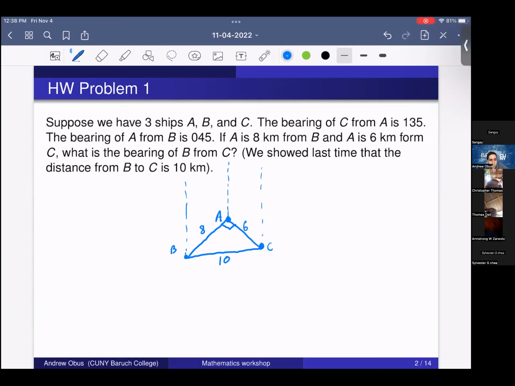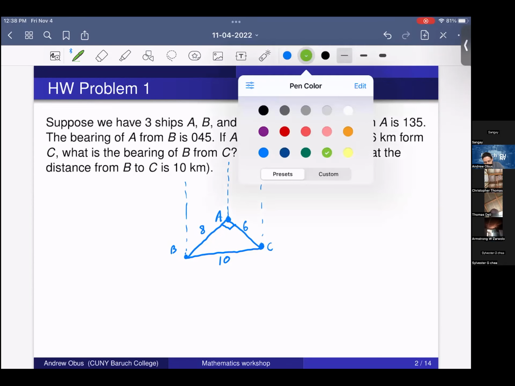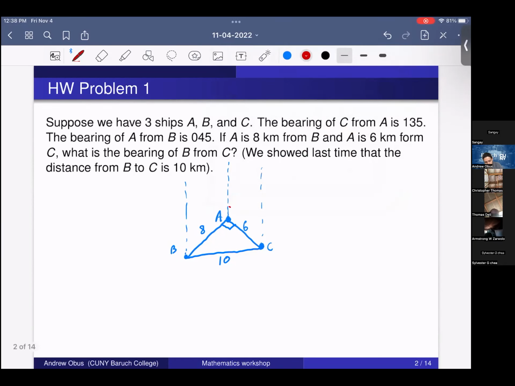The question here is we want to know what the bearing of B from C is. Equivalently, if we figure out the bearing of C from B, then that's good enough to do everything. Let me label some angles so we remember what this looks like. This angle here was 135 degrees, and this angle here was 45 degrees. If we want to figure out the bearing of B from C or the bearing of C from B, one way of doing it would be to figure out what this angle is over here.